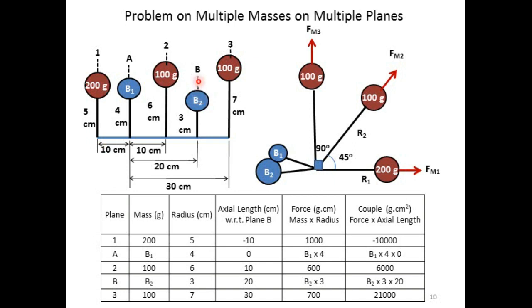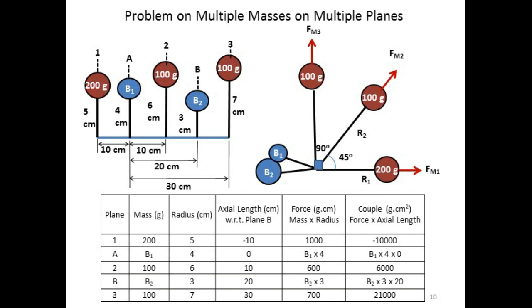Similarly, at plane B, the second balancing mass B2 is placed, which is unknown. However, the radial distance from the axis of rotation, which is 3 centimeter, is known, and also the axial distances from the other gears are known. The only unknowns here are the balancing mass B1 and balancing mass B2. So how to deal with the problem?